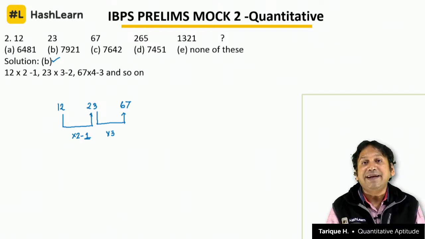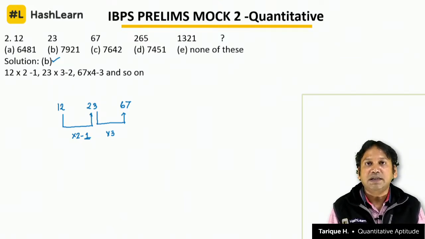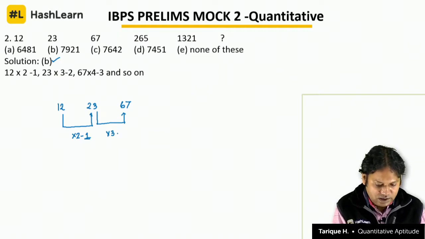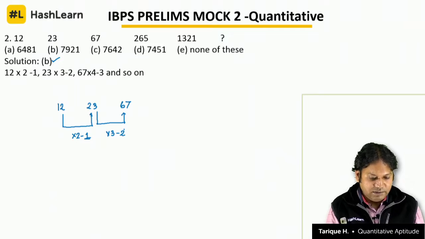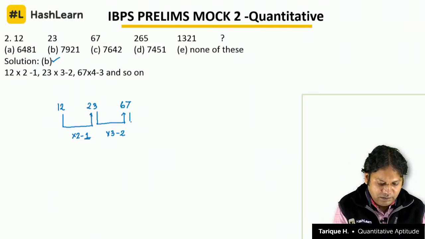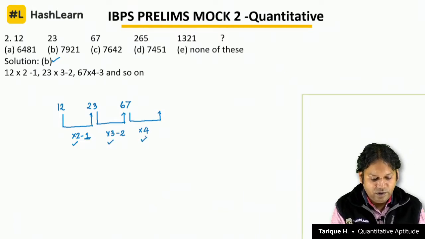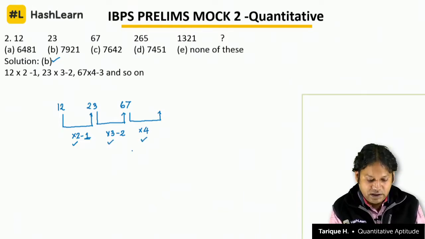Now 23 into 3 is equal to 69, but the number here is 67, so what we do is subtract 2. So you can see a pattern is emerging, into 2 minus 1, into 3 minus 2. So next number should be what? Into 4. You see the first one is into 2, next one is into 3, next is into 4, minus 1, minus 2, so next one should be minus 3.